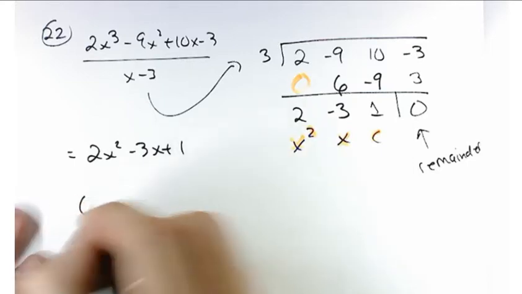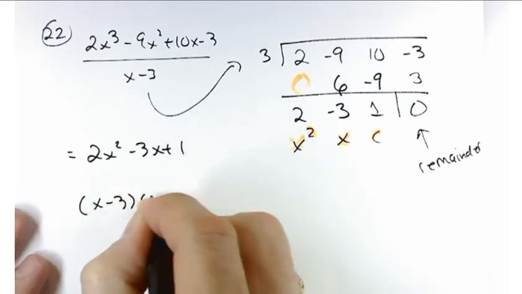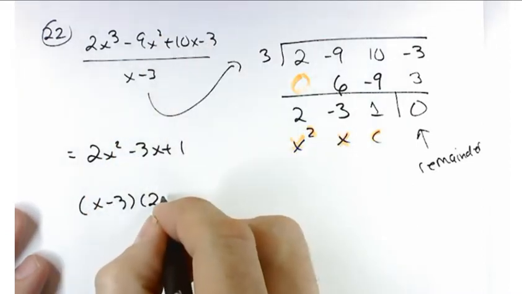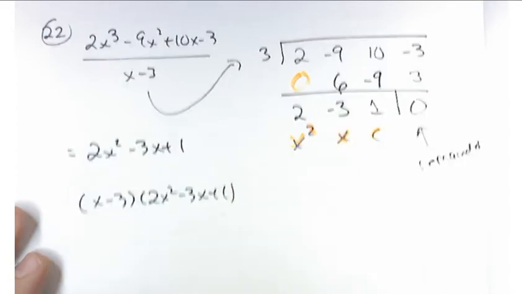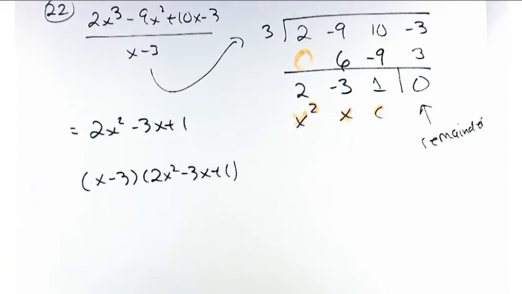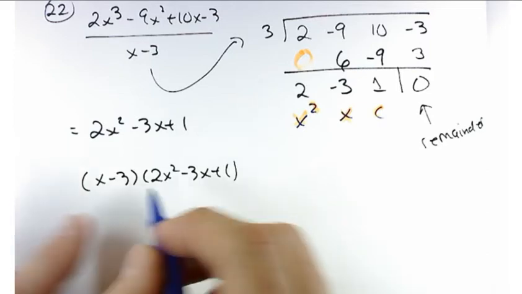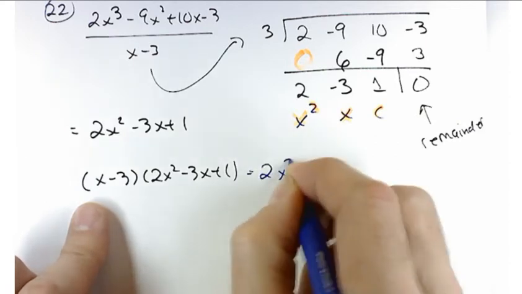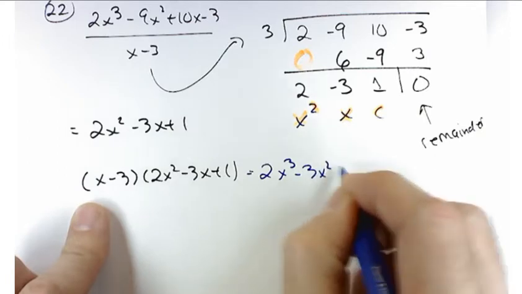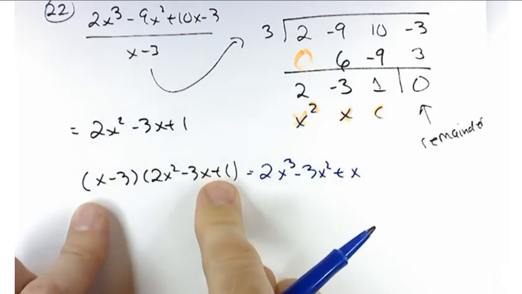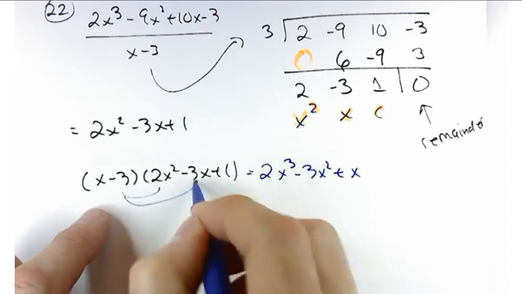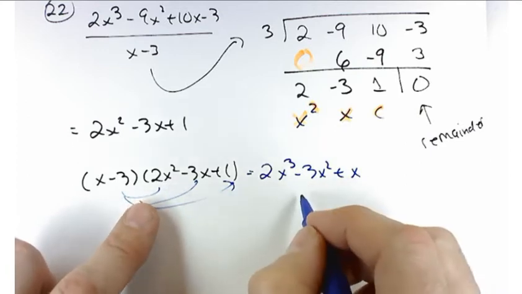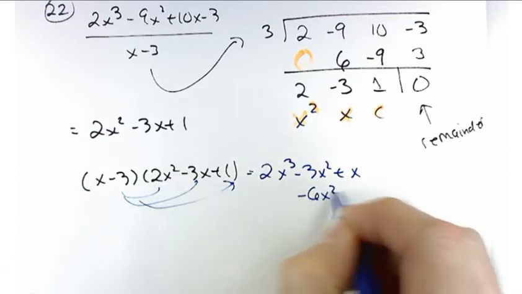So Bailey, we can check this one again. I could take this times this. I should get the numerator. And let's see what happens. Now it takes a little bit of care in doing this, but I think we can manage that. I'm first going to distribute the x to all 3 of these terms. So that'd be 2x cubed minus 3x squared plus x. Then I want to distribute the negative 3 to all these terms. Minus 6x squared.